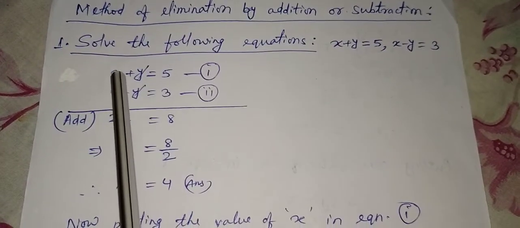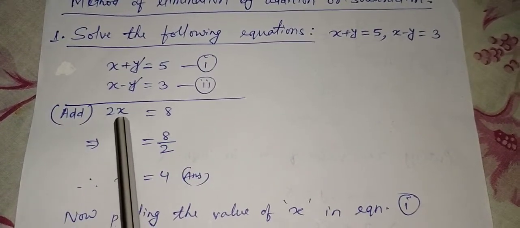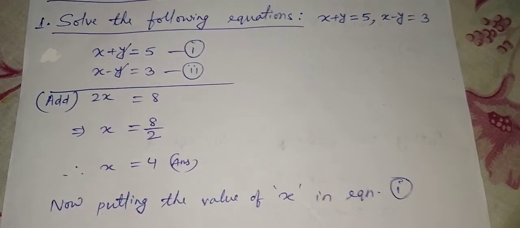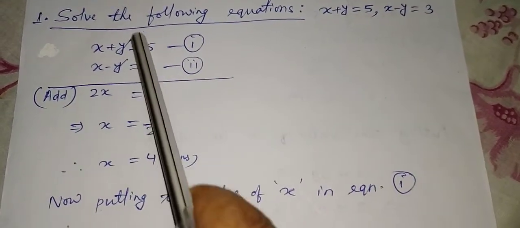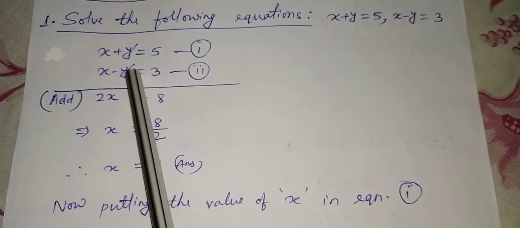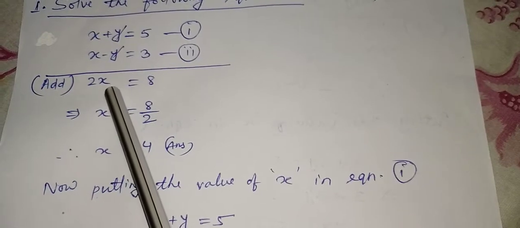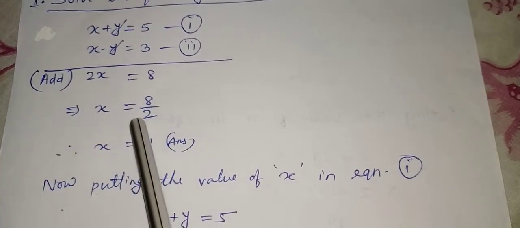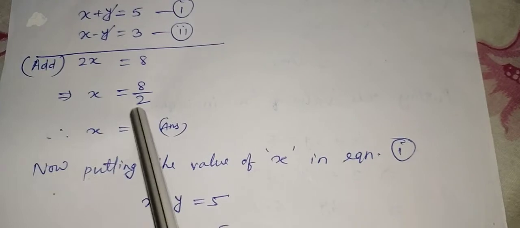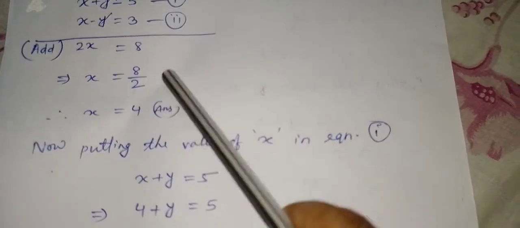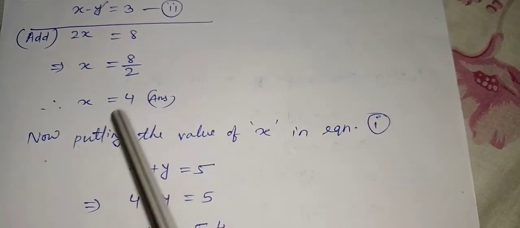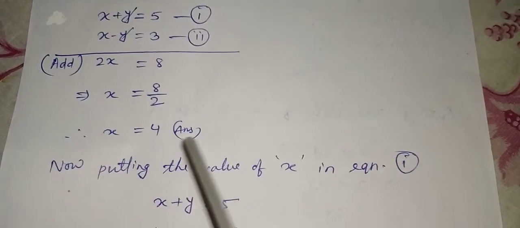So y got cancelled. So in that case what happened, this is x, this is x. So both the x plus x became 2x, and 5 plus 3 became 8. So equation 1 and 2 we are adding, and while adding y got cancelled because one was in plus, one was in minus. So we got 2x equal to 8. So x equal to 8 by 2, because this 2 will come and divide here, and when you simplify it, then x equal to 4. That is answer. That means we got the value of x.